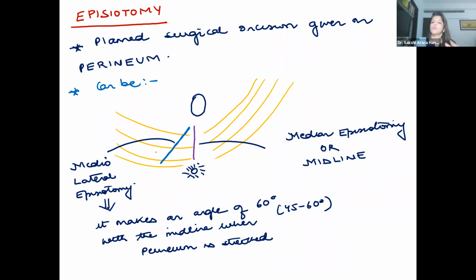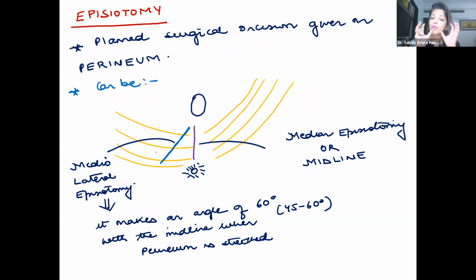Why? Because the most important muscle, which is the pelvic diaphragm, the levator ani muscle, it hangs like a hammock like this, right? So it has thick fibers here, and by the time it comes in the center, the muscle fibers are very less. So in a median episiotomy, the muscle fibers which are cut are very less. But in a mediolateral episiotomy, muscle fibers which are cut are more.